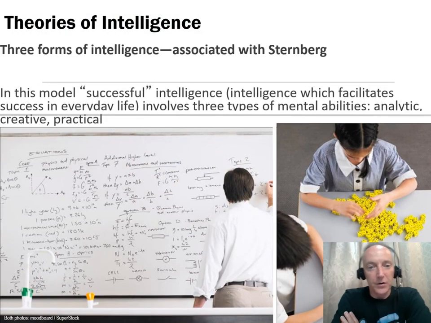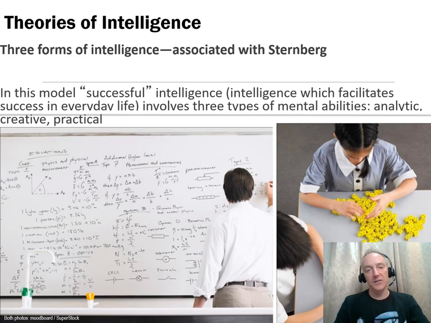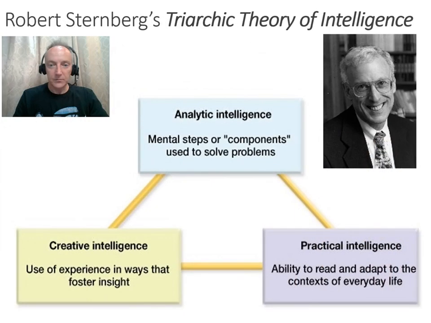Robert Sternberg gave us a theory of intelligence that is unique because it includes creativity as an aspect of intelligence. So his theory is called the triarchic theory of intelligence. So tri meaning three. And he says there's three ways that you can express intelligence, and that the most successful person would probably be someone who is strong in all three.